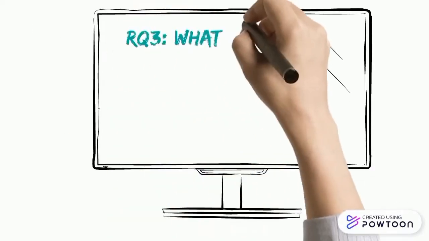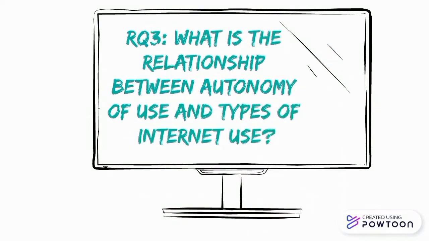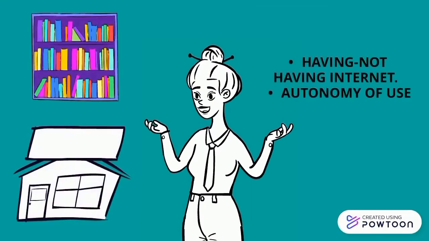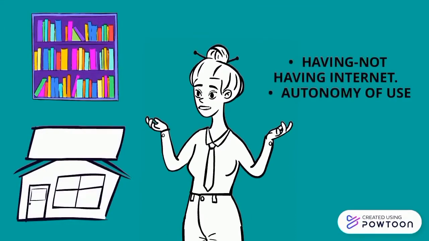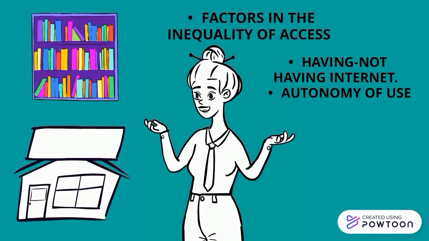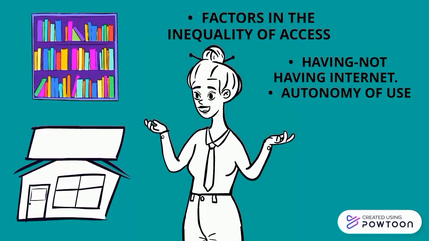The third research question is: what is the relationship between autonomy of use and types of internet use? Autonomy of use is defined as the freedom of choice that we have to use digital media at the moment and place that we decide to. That's why, apart from having or not having internet connection, autonomy of use can also be a factor in the inequality of access to the ICTs.